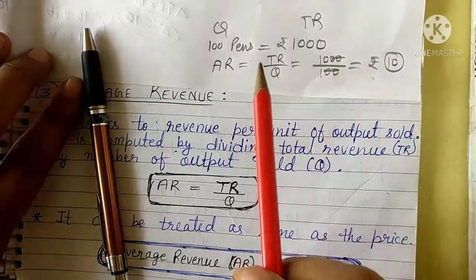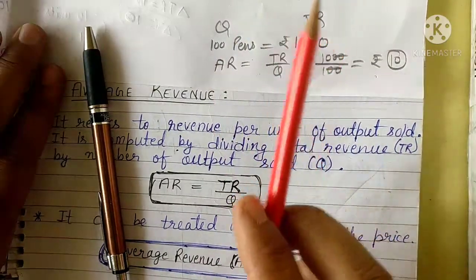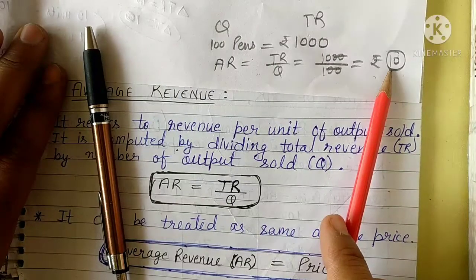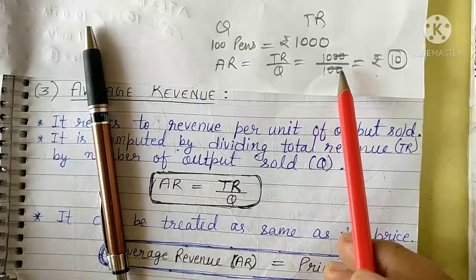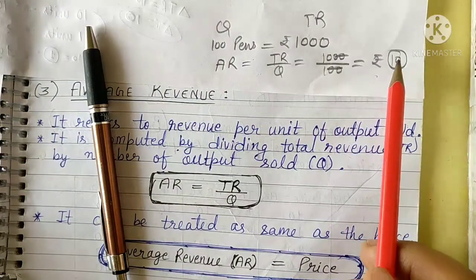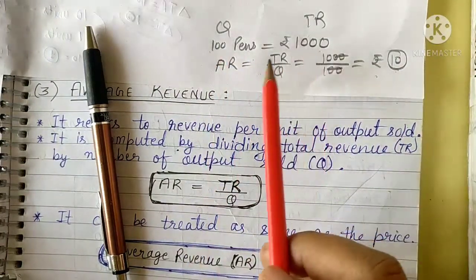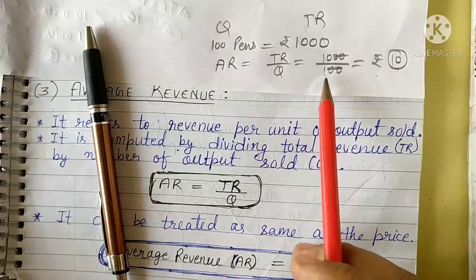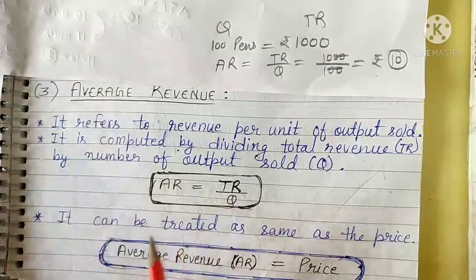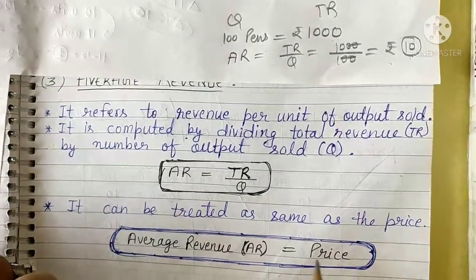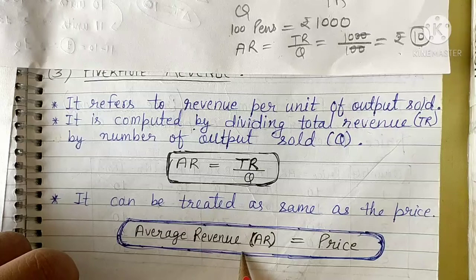It means by selling one pen, how many rupees am I getting? 10. Okay, so we can say it is almost equal to price only. This is the price of one pen, no? 10 multiplied by 100, we get 1000. So we can say our AR is equal to price only. AR is equal to price only. And what is the formula? TR divided by Q. So it can be treated the same as the price. See, the same thing they have written: average revenue equals price.